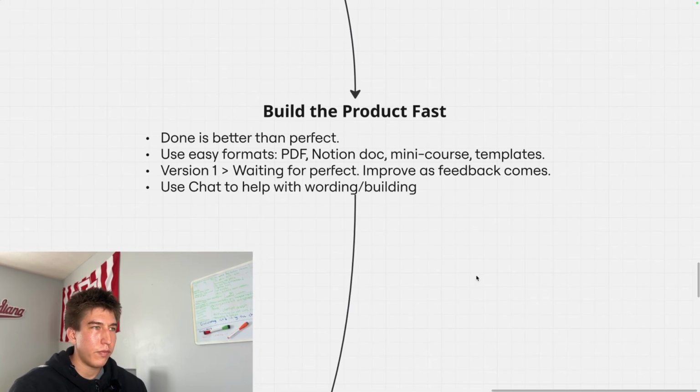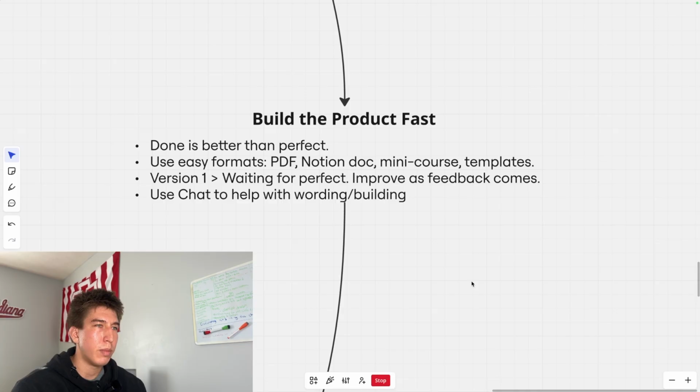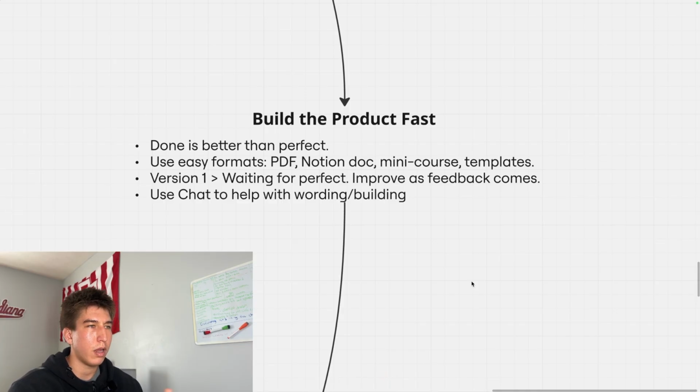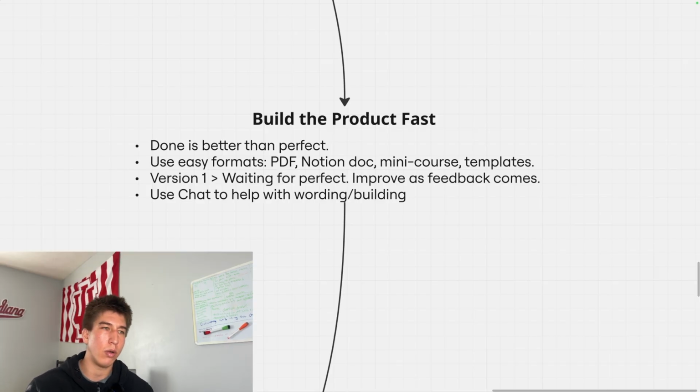Build the product fast. Done is better than perfect. So people that I work with spend too much time building out the product, spend too much time worrying about the product. Understand that you can adjust the product as time goes on. You can have people come in and buy your product and tell them, we'll give you a refund if you don't like what you're receiving. So if you're selling some type of guide on how to make money with AI and someone buys it and they don't like what they bought, you can always give them a refund policy.